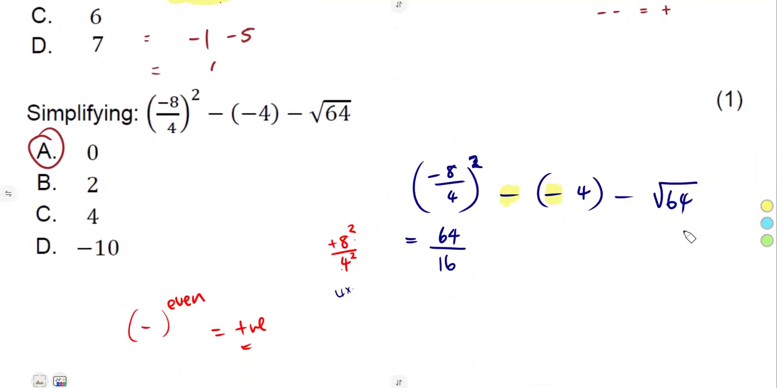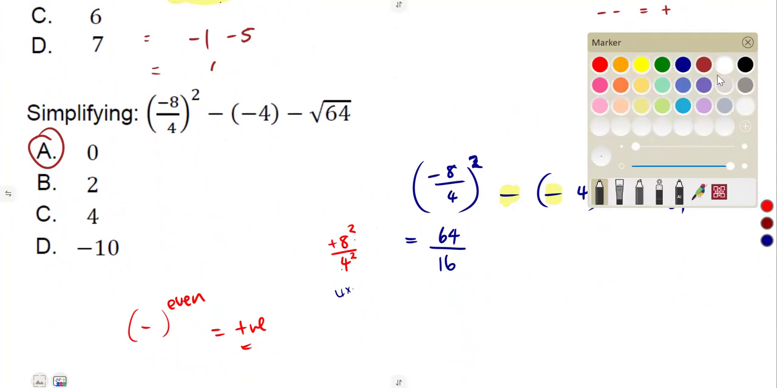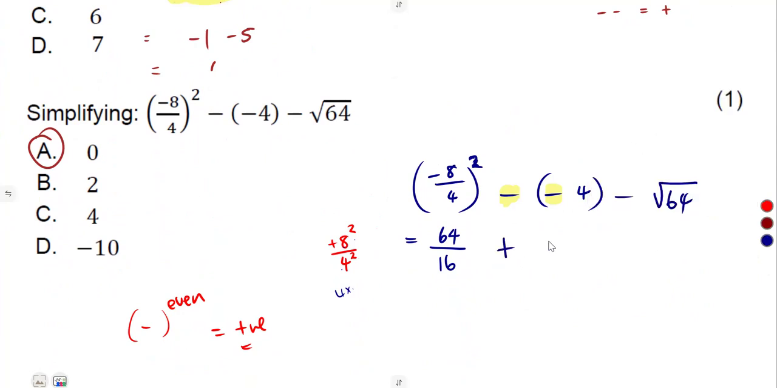So that is a positive what? A positive 4 that we have here. That's a positive 4 minus the square root of what? 64. The square root of 64, which number multiplies itself to give us this 64? Remember, we said 8 squared is 64. So the square root of 64 is what? Is 8. All right. So that is 8 there.